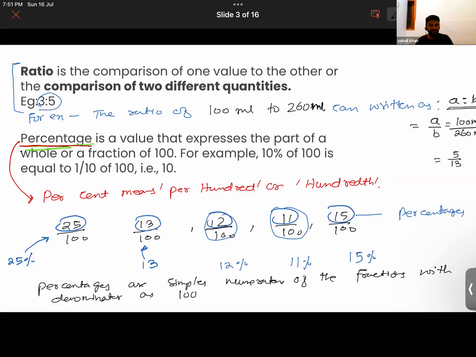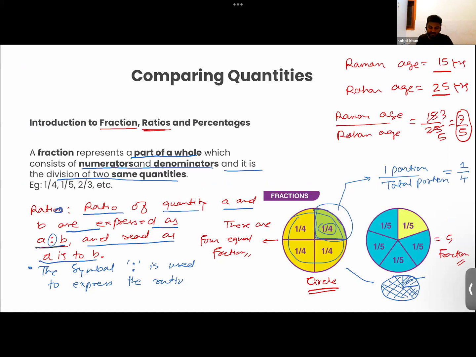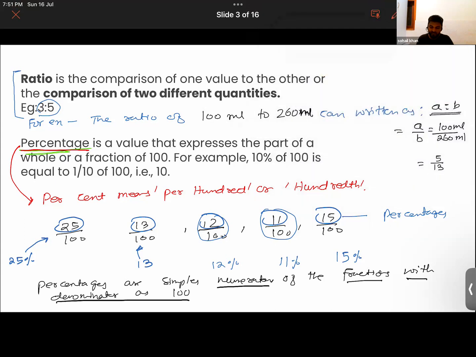That is correct, but that definition is more accurate for a fraction. See over here, a fraction represents a part of a whole. As I gave you examples here, percentages are simply numerators of the fractions with denominator as 100. So if I say 25%, it basically means 25 upon 100 as per the definition. And the word itself means per cent. Cent means what? 100.